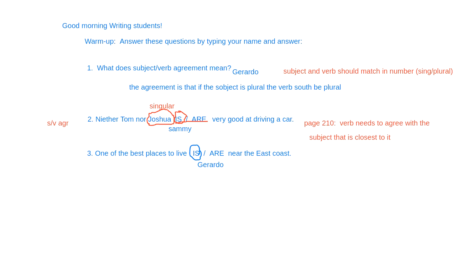Let's go to number 3. One of the best places to live is near the East Coast. Okay, and Gerardo, why did you choose is? I chose this because I think the noun is one and is singular.